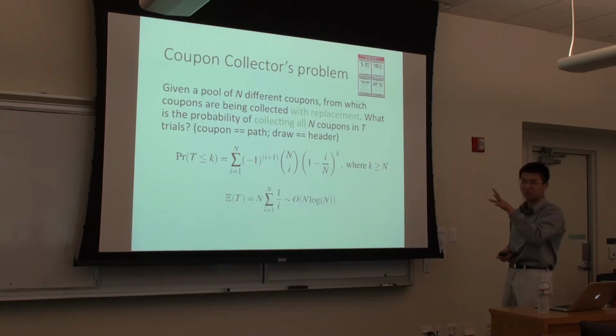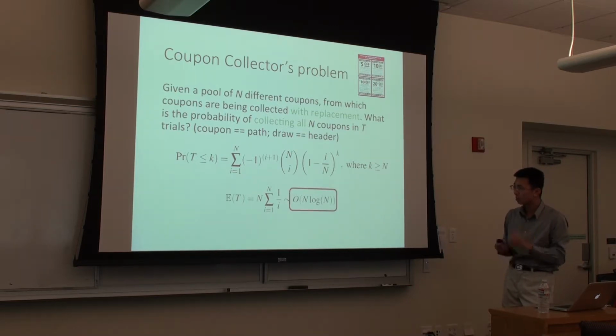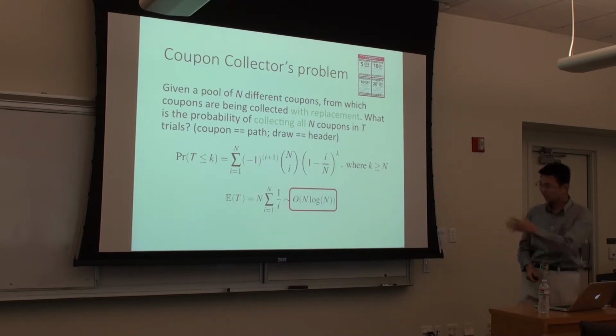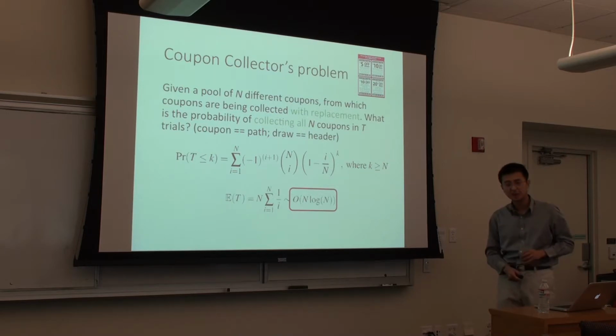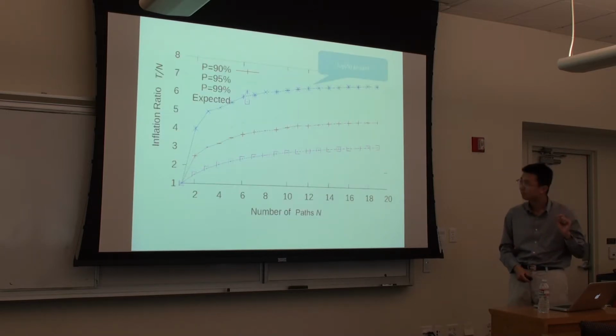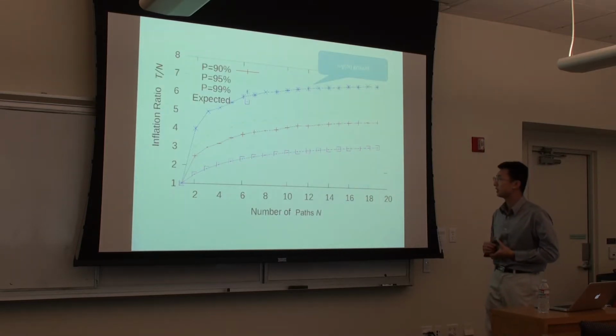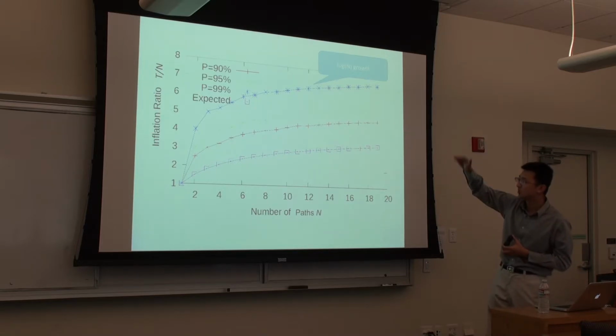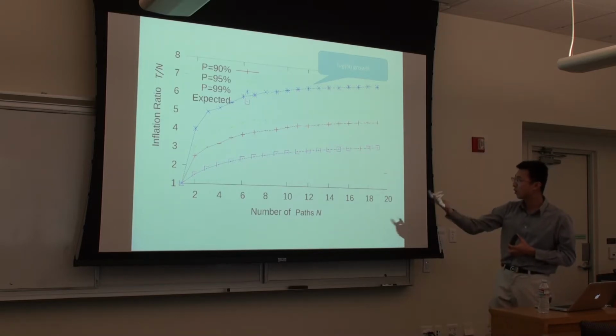The math behind this is really complex. But more importantly, I want you to remember that the expected value of T, the number of trials needed, is in the order of n log n, where n is the number of paths. So that does increase a little bit faster than linear, but only modestly. Not too bad. So this is a figure showing how the number of headers you need to send out compares with the number of paths.